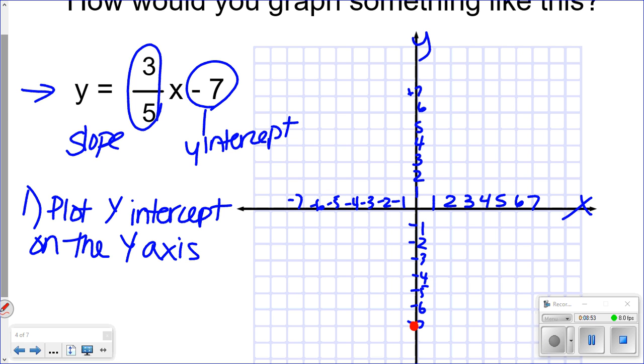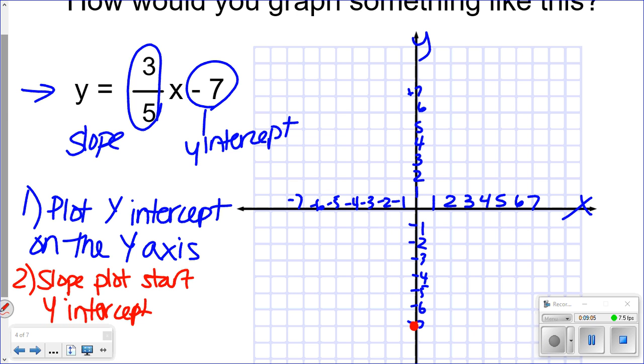Next thing I'm going to do, I'm going to take my slope, and I'm going to plot, starting with the y-intercept. Okay, so what does the slope mean? I'm going to do what, and then what? What is it telling me I'm going to do? Yeah, 3 over 5. Up 3 over 5, because this one's always going up, and this one's always going over.